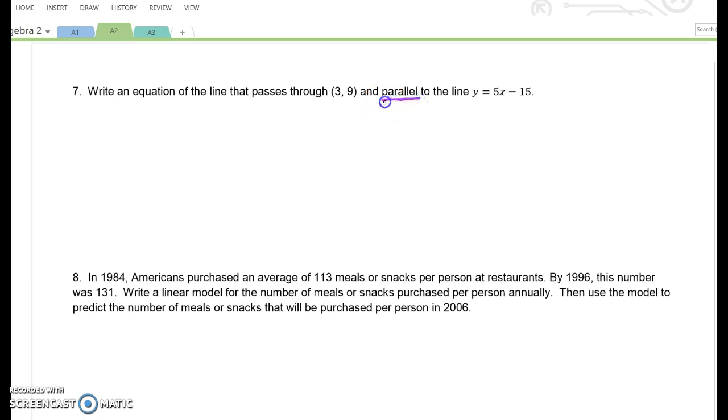This time it's asking for a line that is parallel. Parallel means same slope. So same thing at the beginning: pick out what the slope is, throw the rest of that equation away. But this time, because we want a line that is parallel, we want to use that same slope. So we are going to use a slope of 5 with the point (3, 9).